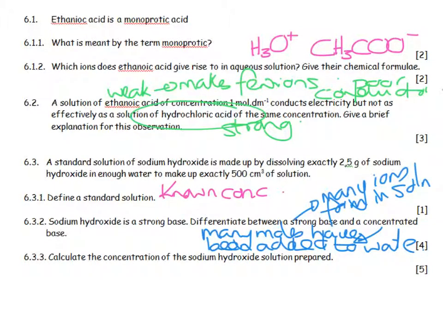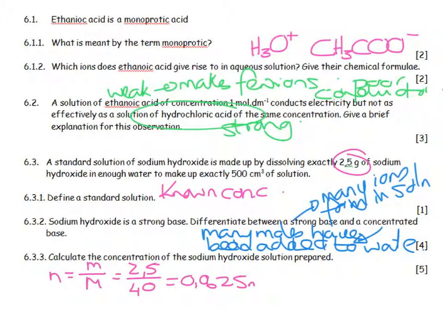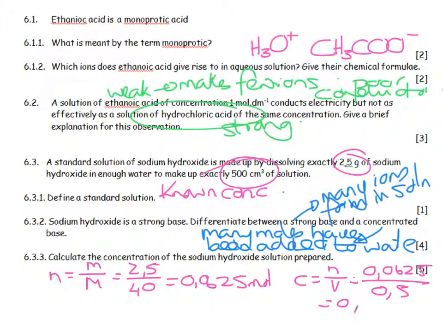So if I'm going to calculate the concentration, the first thing that I need to do is say number of moles, mass over molar mass. I've been given a mass, 2,5. The molar mass of sodium hydroxide is 40, 23 plus 16 plus 1, and then that is equal to 0,0625 moles. Now if I want the concentration, number of moles divided by volume, it is equal to 0,0625 divided by volume of 0,5. I need to change that 500 centimeters cubed into decimeters cubed, and I get 0,125 moles per cubic decimeter.